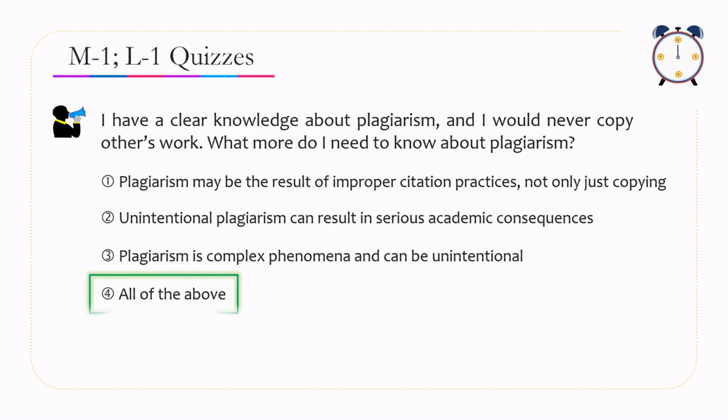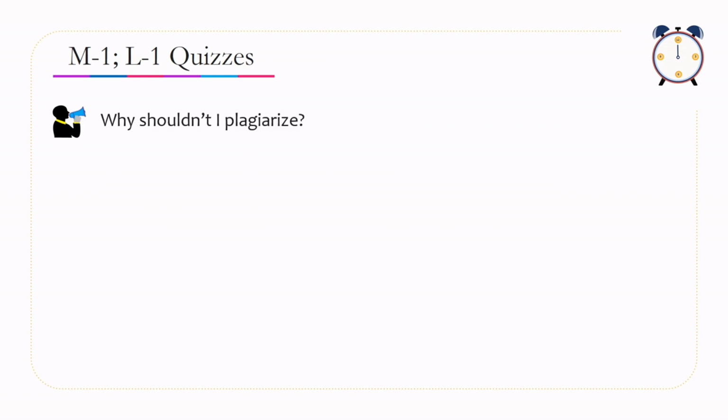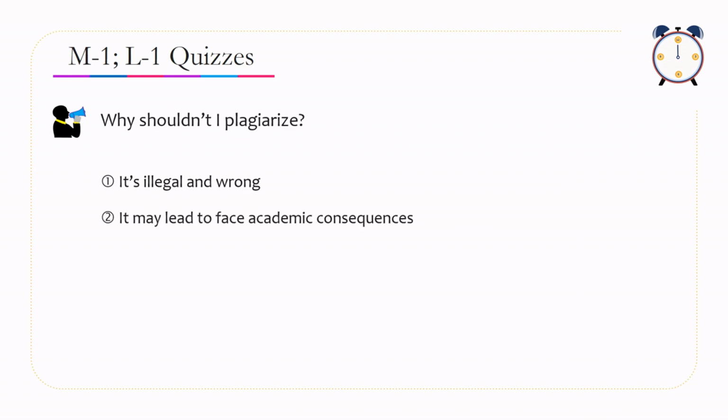Option 4 is correct. Plagiarism has a complex nature, and it can be avoided by following good academic practices. Next question. Why shouldn't I plagiarize? The options are 1. It's illegal and wrong. 2. It may lead to academic consequences. 3. All of the above. Your time starts now. Which one is right?